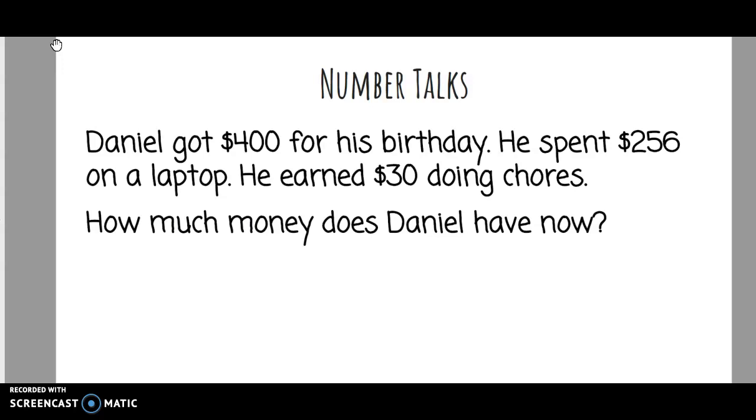Daniel got $400 for his birthday. He spent $256 on a laptop. He earned $30 doing chores. How much money does Daniel have now? Right away, I can tell that this is a two-step word problem. So therefore, you need to write your equation for the first section and then the second section.